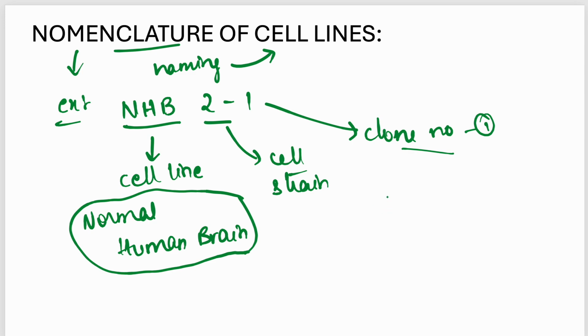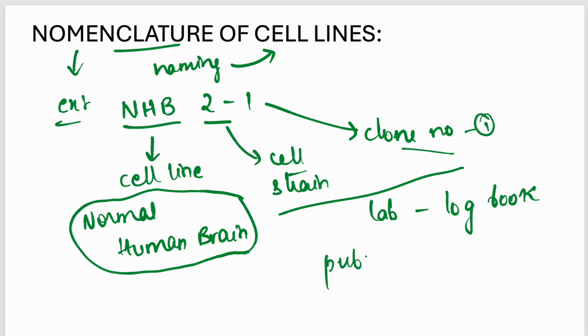And for this nomenclature and for the records in the laboratory, a log book is maintained. For the cell lines, a log book is maintained to avoid confusion. And at the time of publication, after the discovery, a code is given. During publication, a code is also given for these cell lines for their identification. And the code is based on the lab where it was prepared.